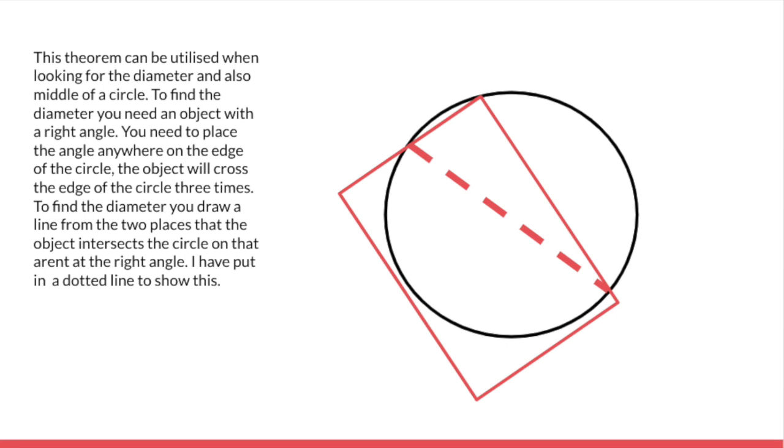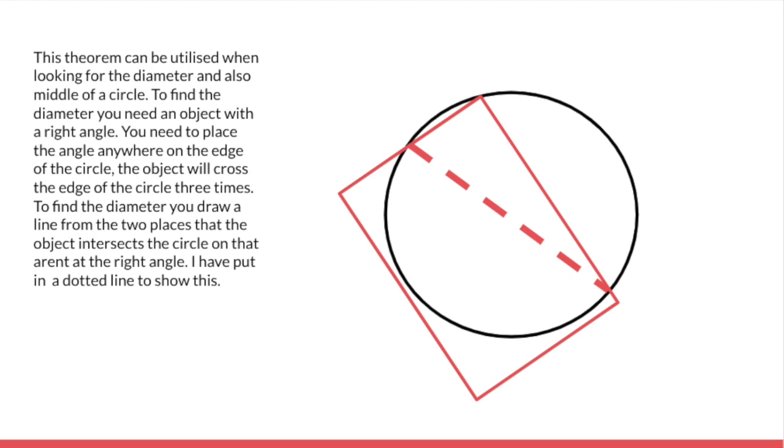This theorem can be utilised when looking for the diameter and also the middle of a circle. To find the diameter, you need an object with a right angle. You must place the right angle anywhere on the edge of the circle. The objects will cross the edge of the circle 3 times. To find the diameter, you draw a line from the 2 places that the object intersects the circle that aren't the right angle. I've put a dotted line to show this.